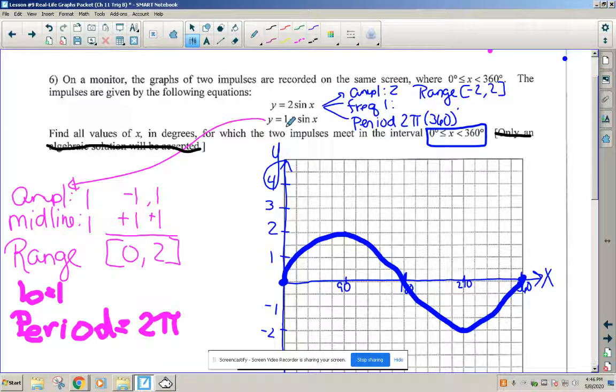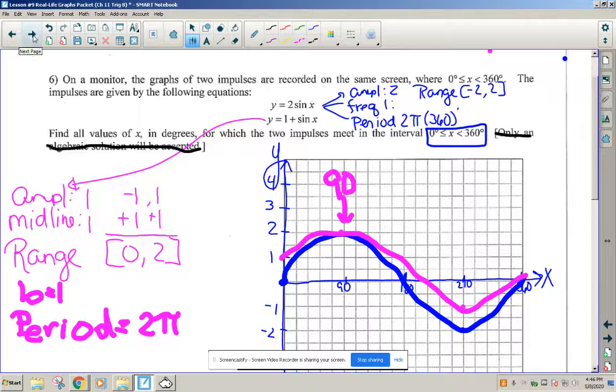So if I were to start with this, I have to think my midline isn't 0 now, it's at 1. So I'm starting on the midline, I'm going up 1, I'm going back down to the midline, I'm going down 1, I'm going back. So when I draw now the second graph, we can clearly see that there is one solution, and that would be at 90 degrees. And hopefully you were able to follow that one.